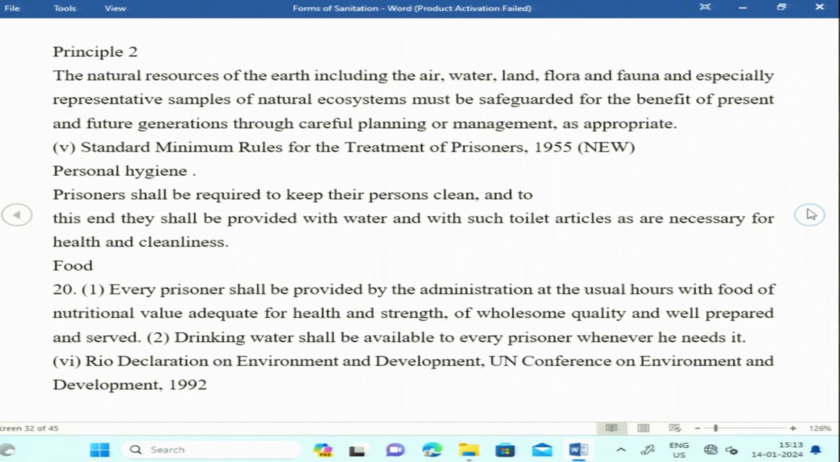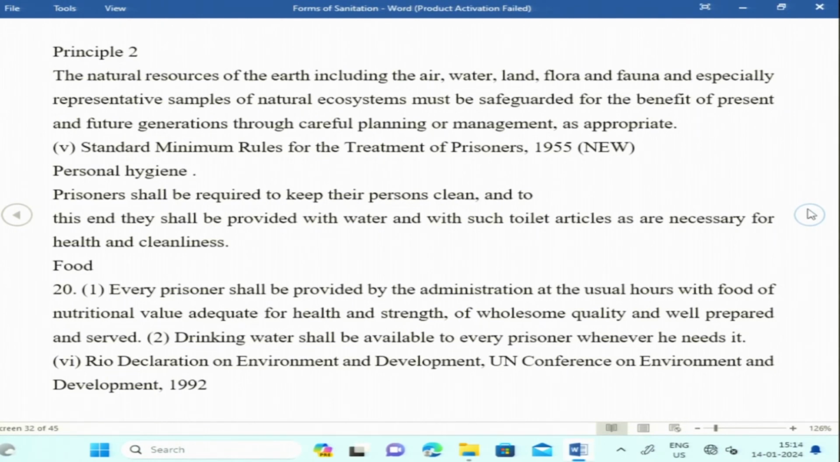And apart from that, the standard minimum rules for the treatment of prisoners are to be taken into consideration, and personal hygiene has to be given due emphasis. So, we try to see that personal hygiene and food are to be seen as important aspects.